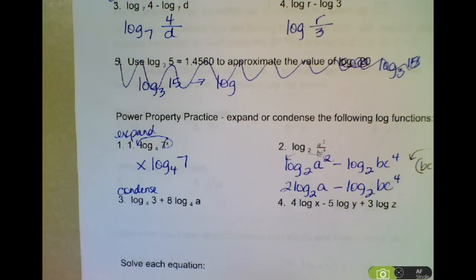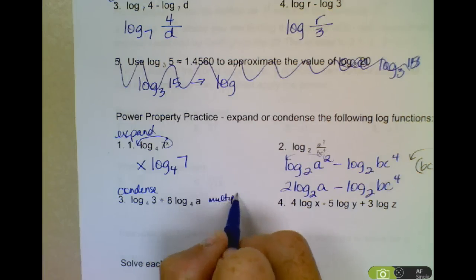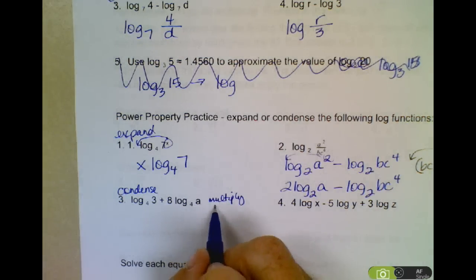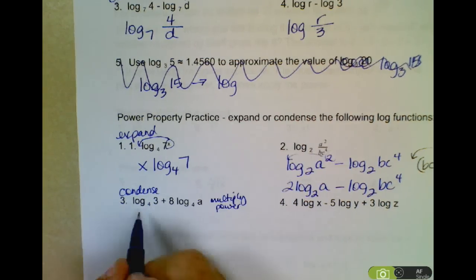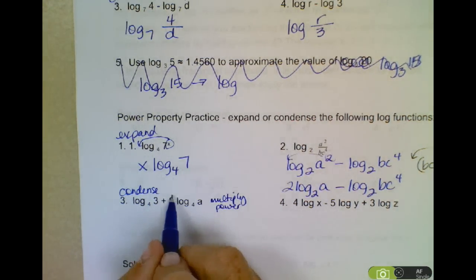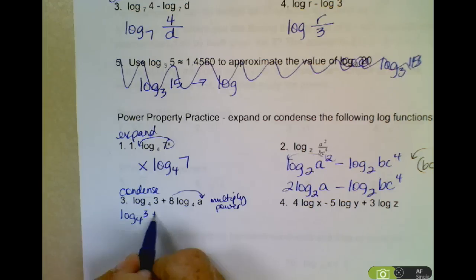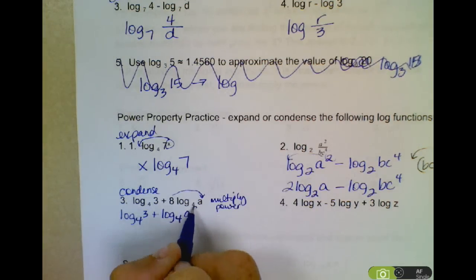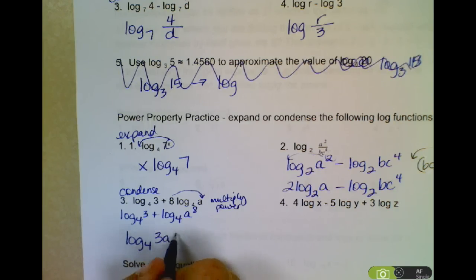Okay, if we need to condense them down, so I've got an addition here that tells me some kind of multiplying is going to go on, and I've got a coefficient out in the front that tells me I'm going to have some kind of power going on. You're often going to see log functions that have more than one property in action at the same time. So let's move the exponent back first. So we would have log base 4 of 3 plus log base 4 of a to the 8th. Now, because you have addition, you know that those two numbers need to be multiplied back together. So you would have log base 4 of 3a to the 8th.